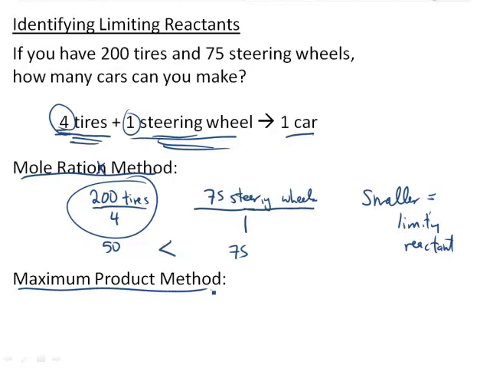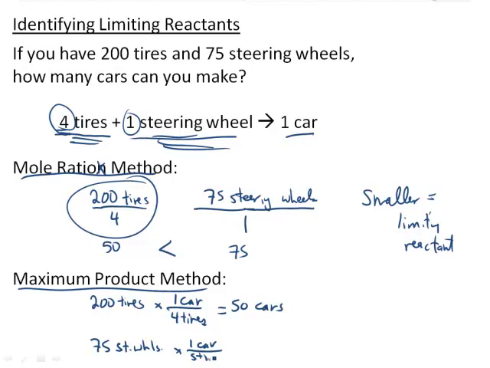And that's actually kind of a little cheesy, but it works. What you do basically is just do the stoichiometry calculation for both of them, and whichever one's smaller is the one that limits. So if you do the stoichiometry calculation for tires, you'll have 200 tires times 1 car for every 4 tires, and that means you can make 50 cars. Or you have 75 steering wheels times 1 car per steering wheel, which means you can make 75 cars.